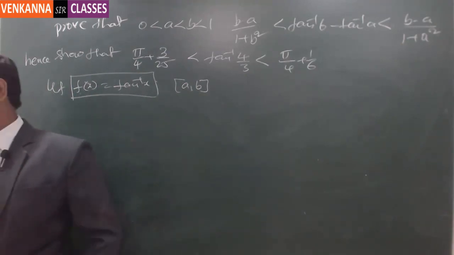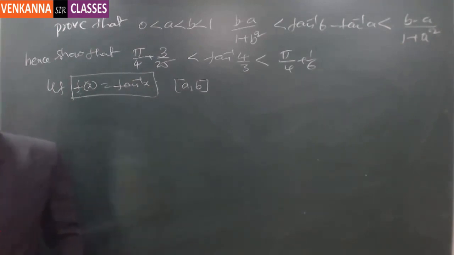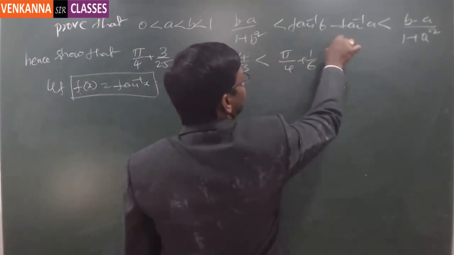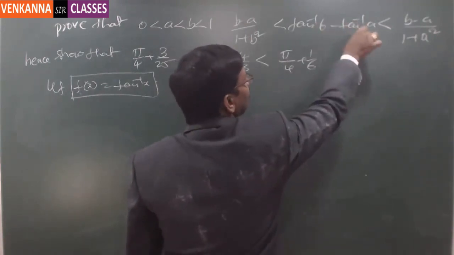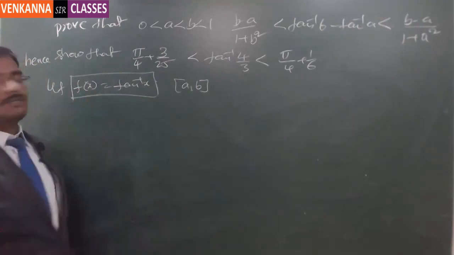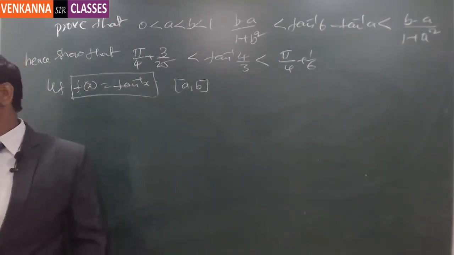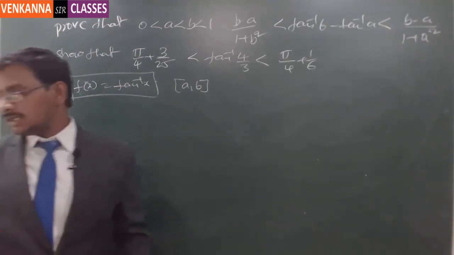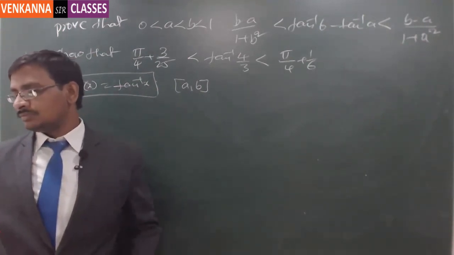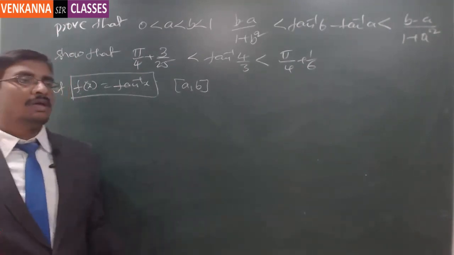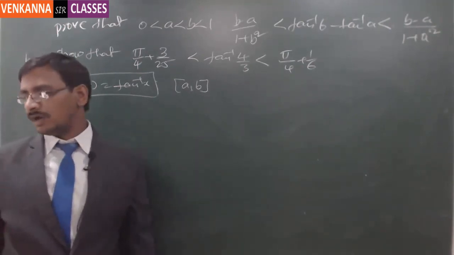Got it? Yeah. Raj, see this. If you bring this b minus a here, it will be f of b minus f of a divided by b minus a format, where f can be tan inverse of x. Got it? That is a guess that you have to make. Understood, Raj? Yeah. So exactly the same procedure that we have adopted.